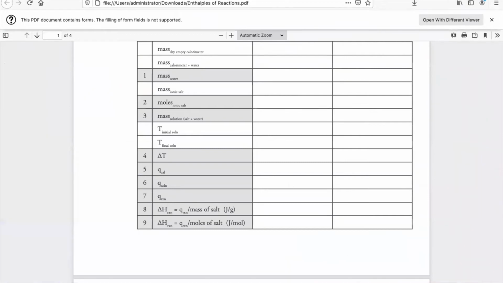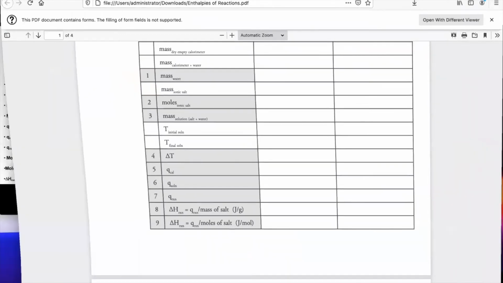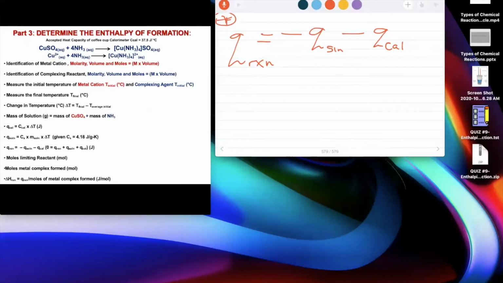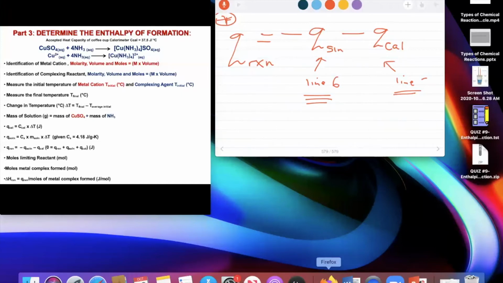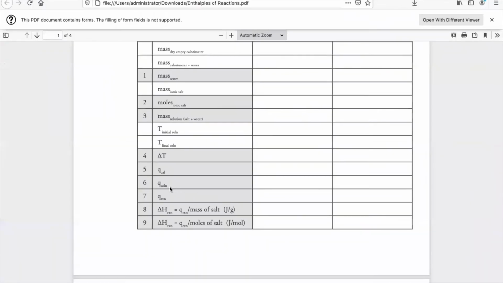So if I do that, this is the value for line 6, all right? And this is line 5. Line 6 and line 5, for solution and calorimeter, to get line 7 here.